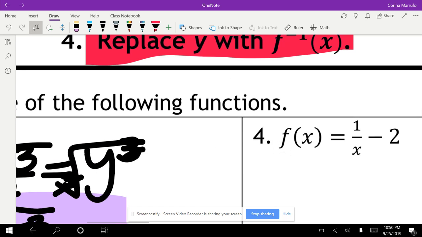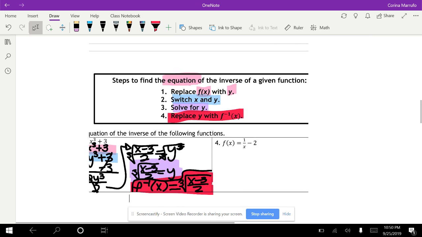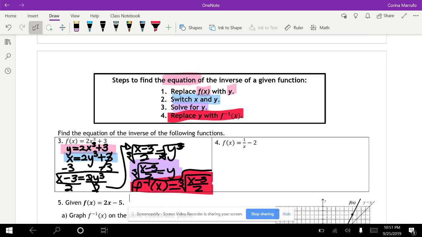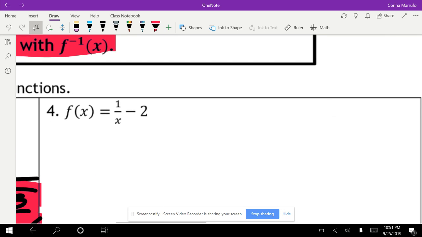All right, so if you didn't get it on that one, okay, we're going to do it again, and we're going to do the exact same steps. You start off by switching the f of x for y. And then next you switch your x and your y values. You solve for y. And then you set f inverse of x instead of y. So we're running through the exact same steps.